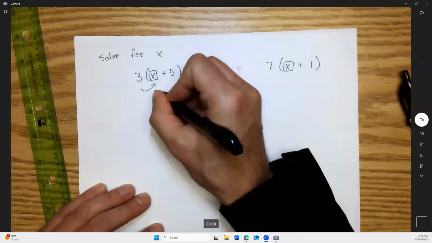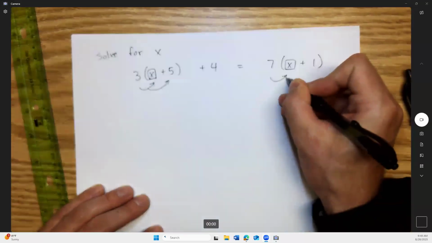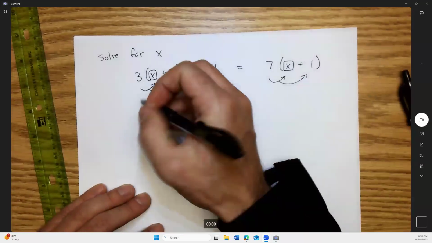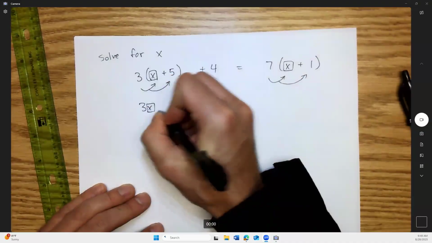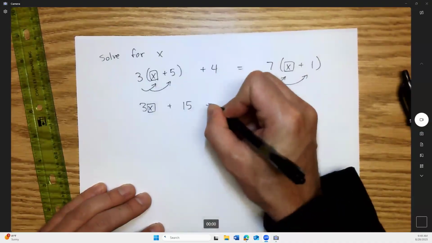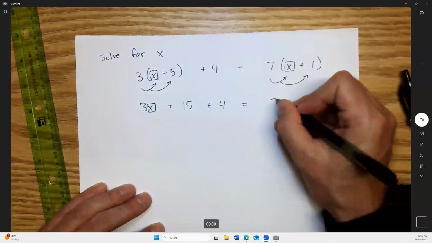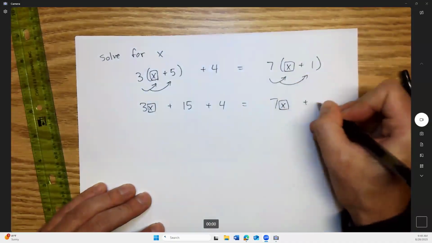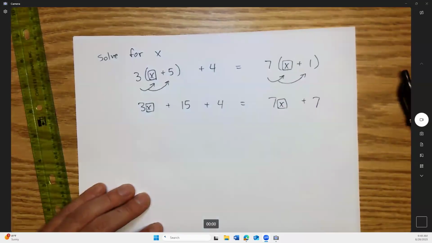Distribute. Aha. Distribute this. And then over here, same story. Distribute. So this could be 3x I'm solving for plus 3 times 5 is 15. Oh, yeah. And then plus is 4. Yeah. Okay. 7x solving for plus 7. I think that's the next step right there, right?